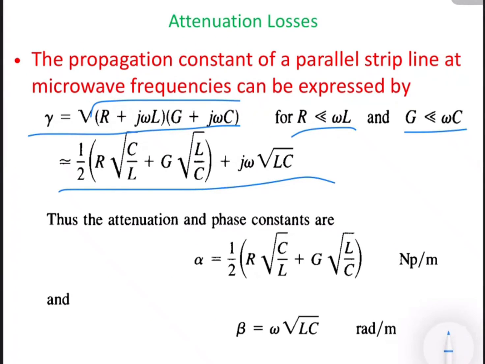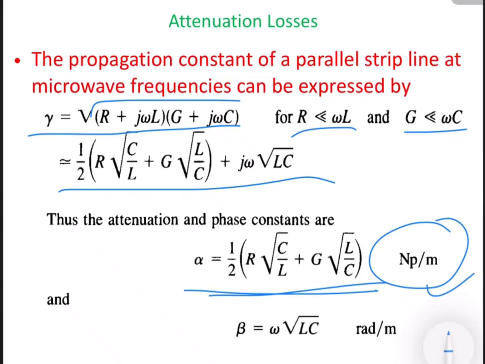Okay. So the attenuation constant for a parallel strip line is given by the equation alpha is equal to 1 by 2 into R into root C by L plus G into root L by C Nepers per meter. So the unit in which you express it is also important when you are writing the attenuation loss. And beta is given by the equation beta is equal to omega into root LC radians per meter.